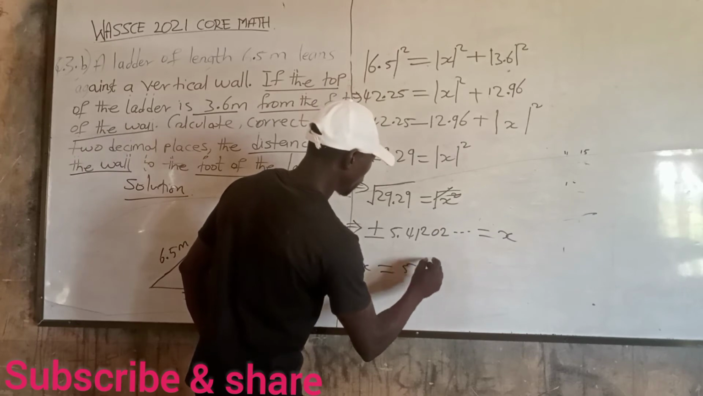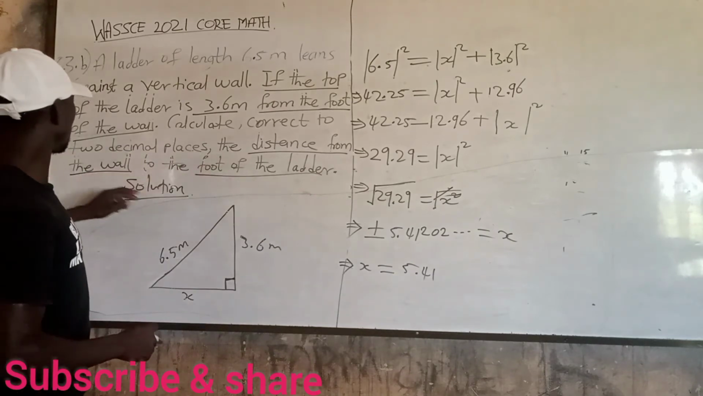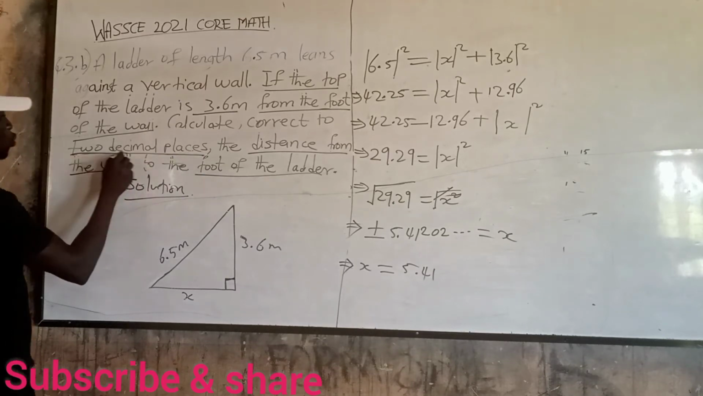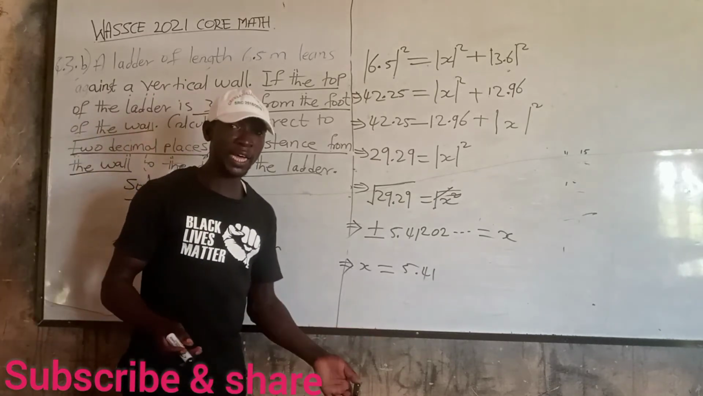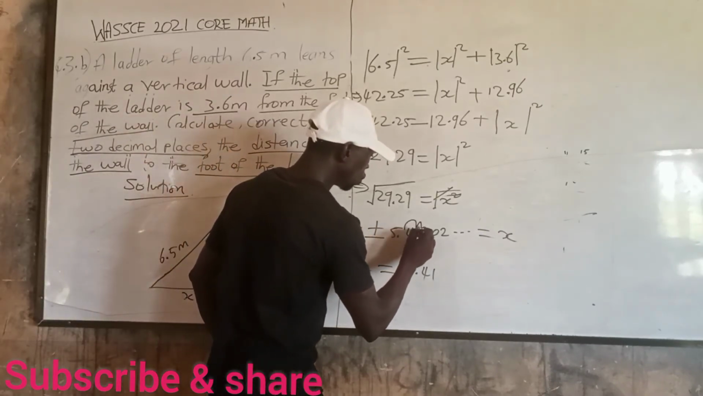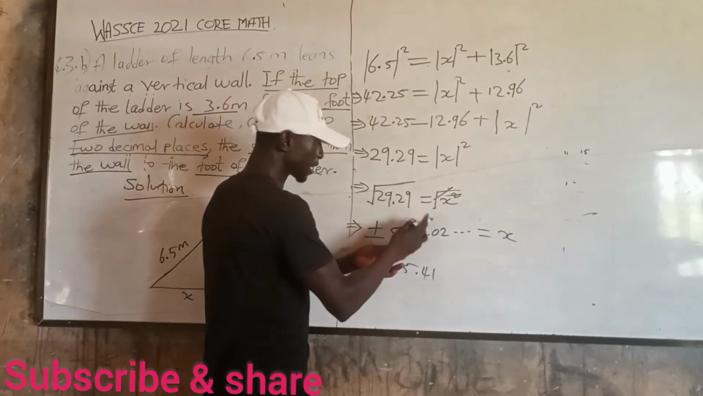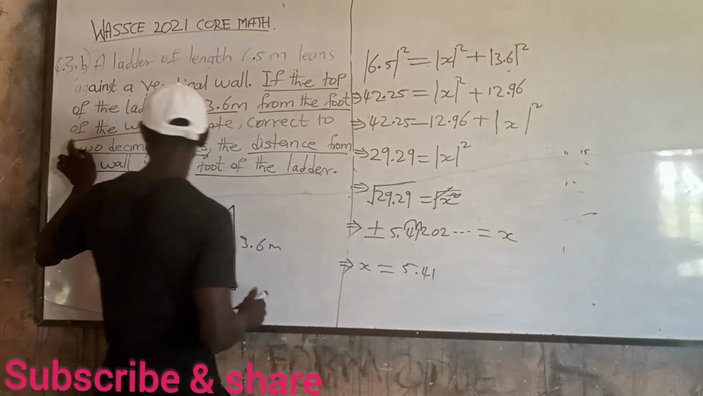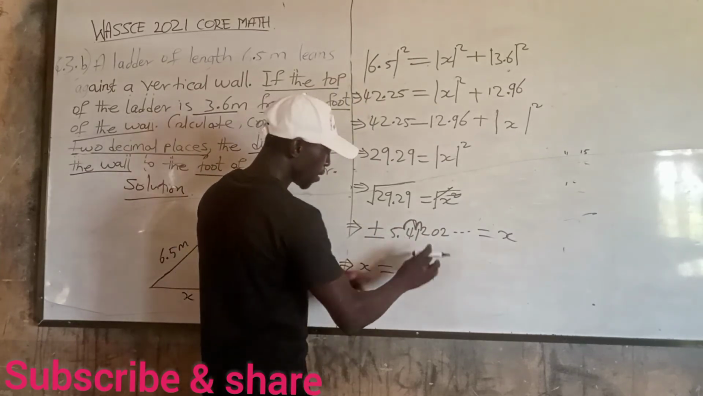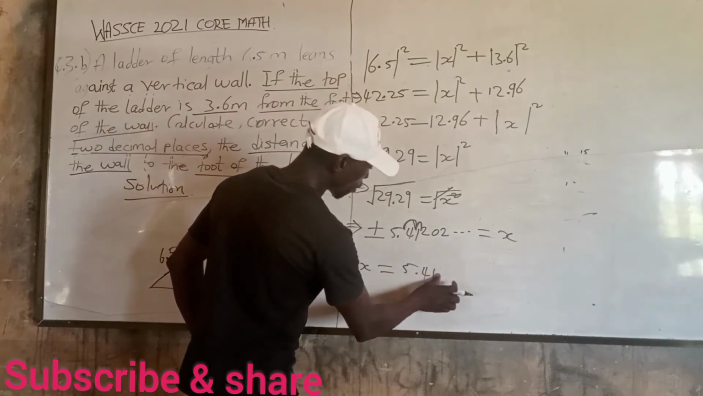You know why? The question said we should calculate correct to 2 decimal places. So we are leaving our answer in 2 decimal places. Let's move 1, 2. That is the 2 decimal place. If it is 3 decimal places, then we are moving 3 times. But here it is 2 decimal places, so we move 1, 2. Therefore, our answer is going to be 5.41.